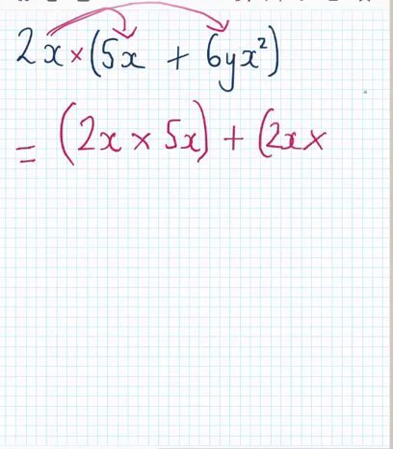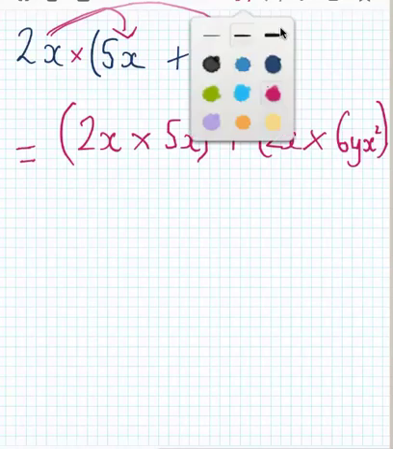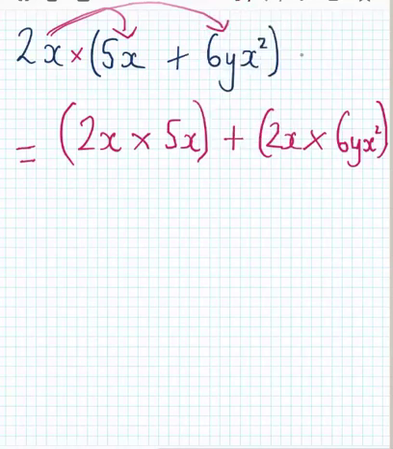times 6y x squared. Just squeeze it in, and I'll put a bracket there. And that's showing some working out. And now all we have to do is simplify what we have in the brackets. And don't forget there is a plus in between these two terms, or expressions in this case. So now 2x times 5x. Well, once again, we've got times in the middle.